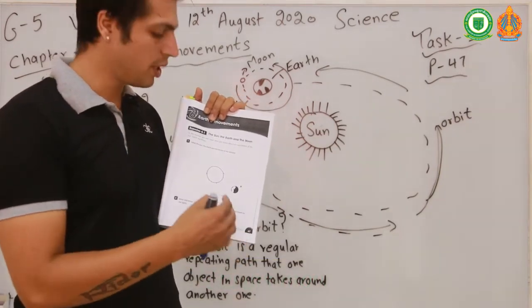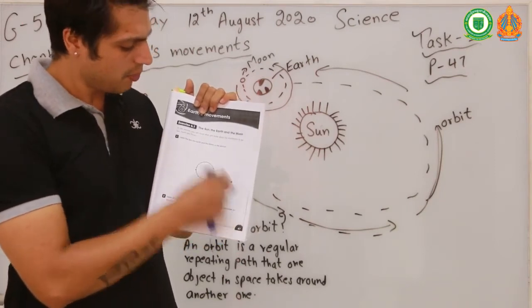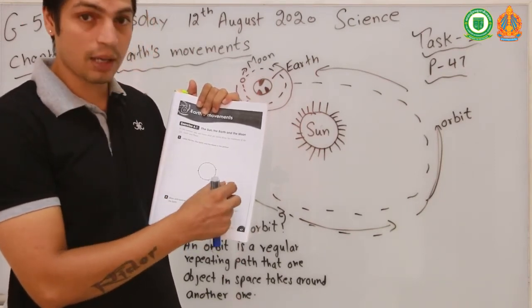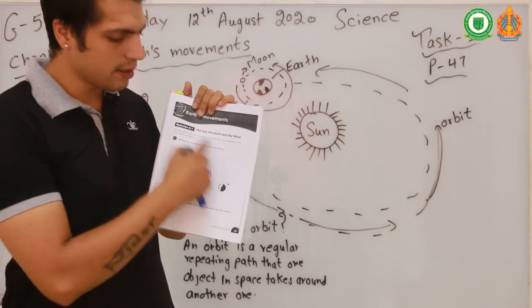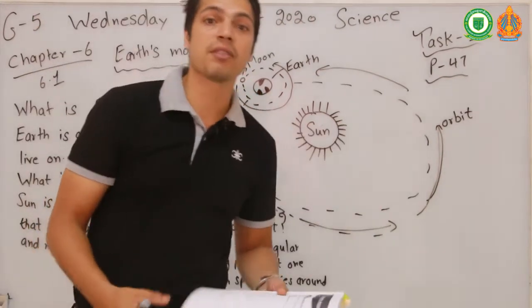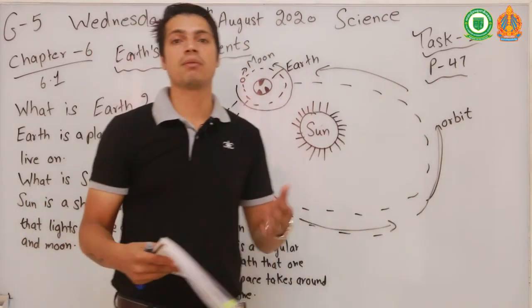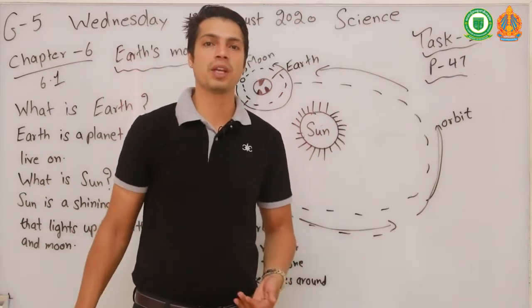So I explained to you in the video. So what is an orbit? For task 1, first label the Sun, the Moon and the Earth, and then draw the orbit, okay? If you have any confusion or doubts regarding your task 1, I will be there to help you. You can ask me, okay?